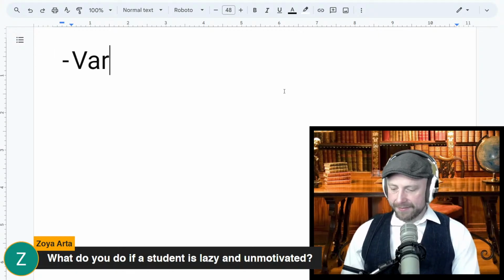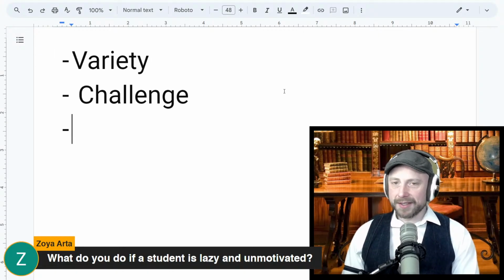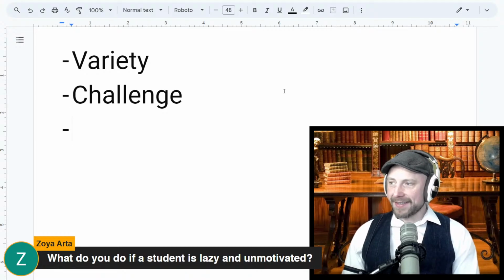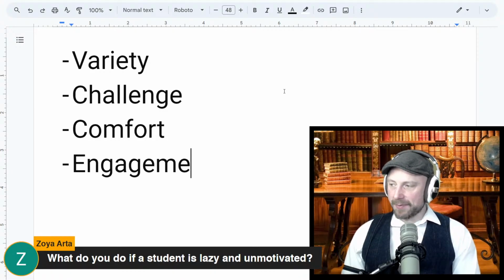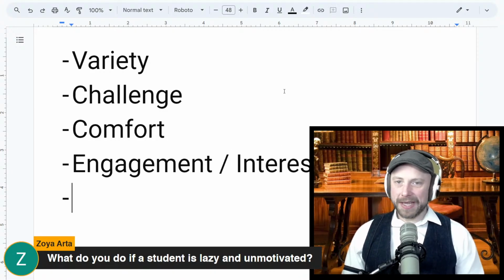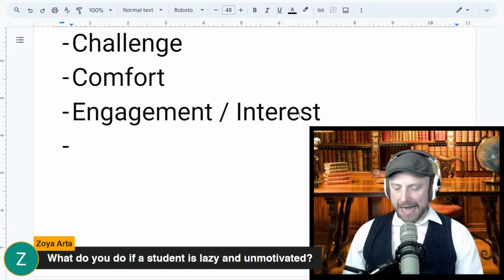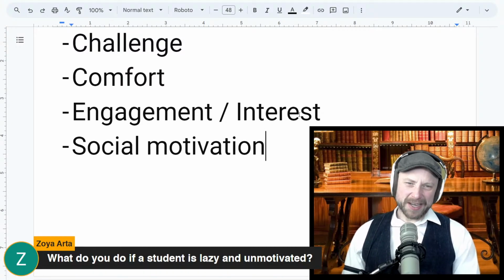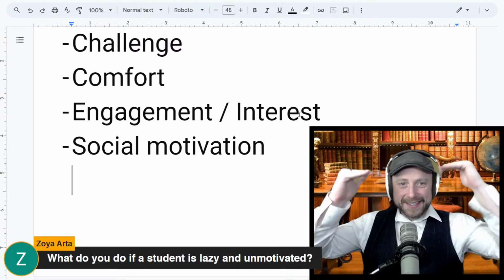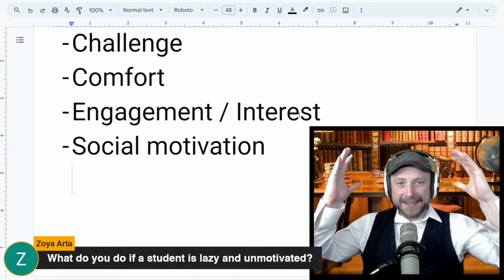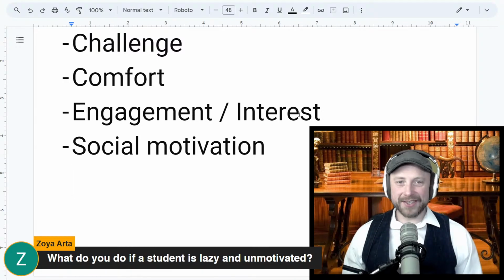Obviously, variety. Variety is good. Challenge is important. You need challenge. So variety, challenge, comfort, but not too much comfort. Engagement and interest. You always want to appeal to people's interests. And a little bit of social motivation. Bit controversial, but social motivation's good, especially for teenagers. So teenagers, they want to impress each other. So teenagers are good in groups. And if you can get them fighting to have the best English or to be the best in the class, then you can provide a lot of social motivation.